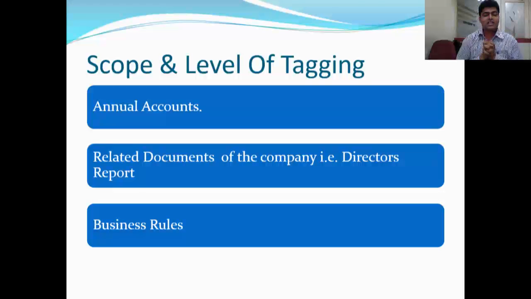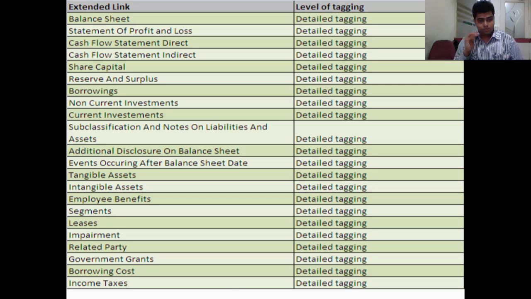Now there is another query: which statement is to be detail tagged and which statement is to be block tagged. There are several queries regarding the same. But see, the scope and level of tagging is governed by your annual accounts and the related documents of the company and the business rules. In the scope and level of tagging, it is given that for the balance sheet, you have to do detail tagging. First of all, what do you mean by detail tagging and block tagging?